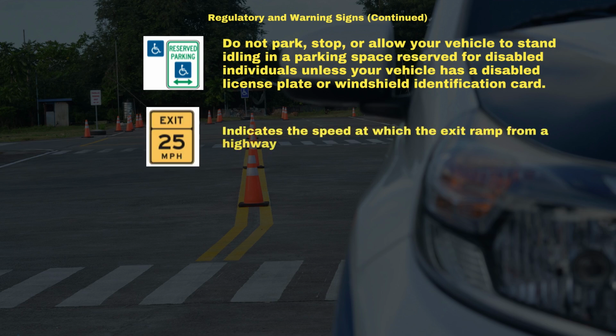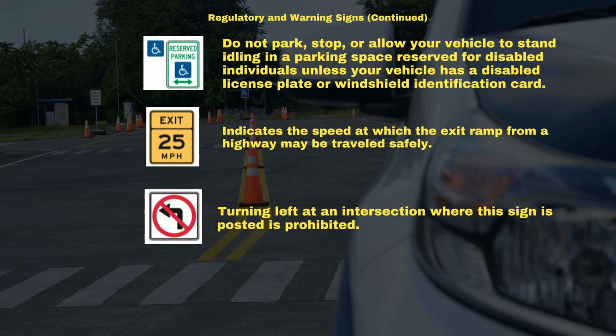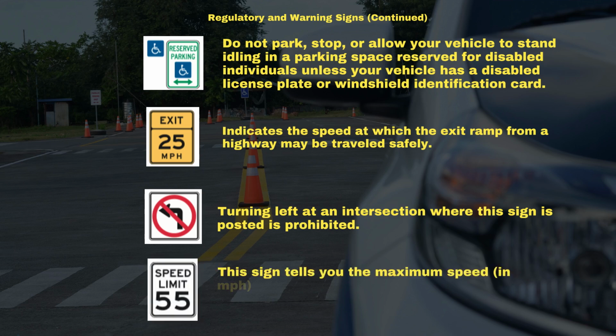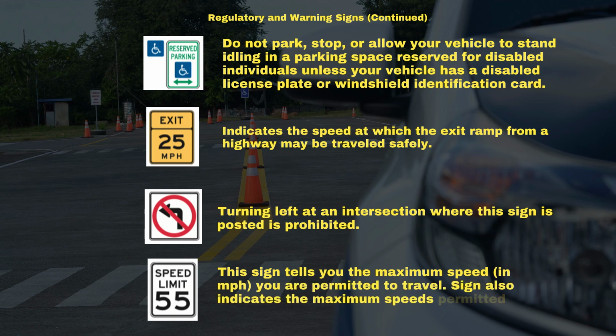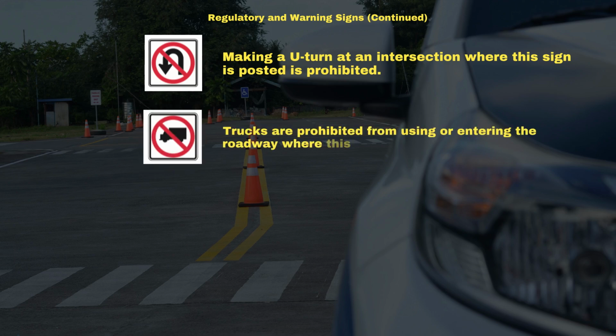Indicates the speed at which the exit ramp from a highway may be traveled safely. Turning left at an intersection where this sign is posted is prohibited. This sign tells you the maximum speed, in miles per hour, you are permitted to travel. Sign also indicates the maximum speeds permitted on the road for daytime and nighttime. Making a U-turn at an intersection where this sign is posted is prohibited. Trucks are prohibited from using or entering the roadway where this sign is displayed.